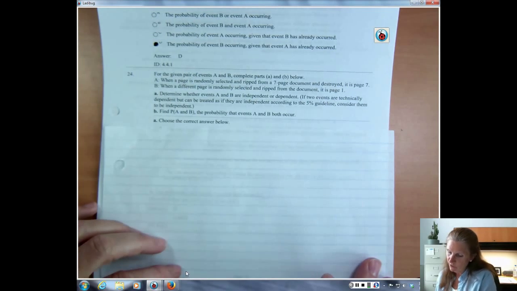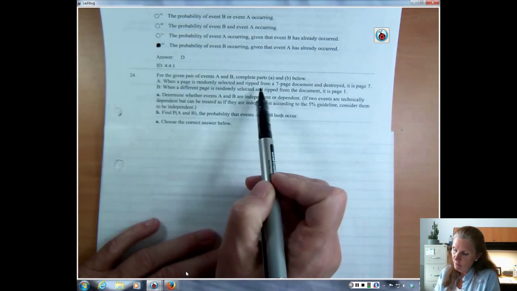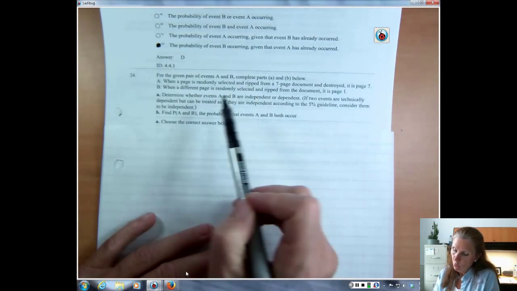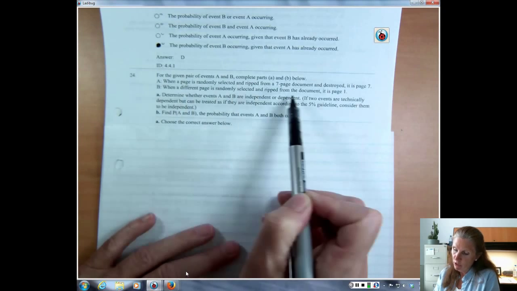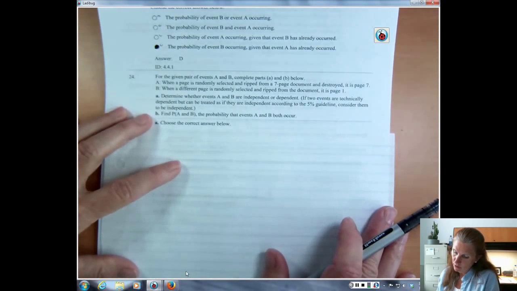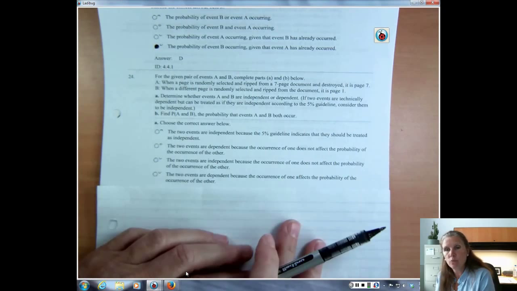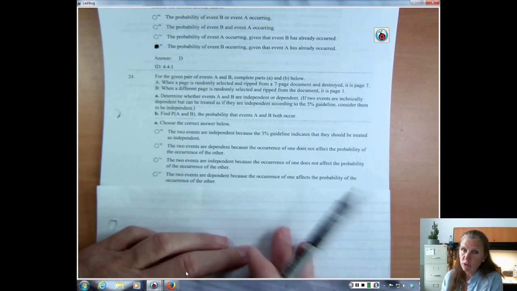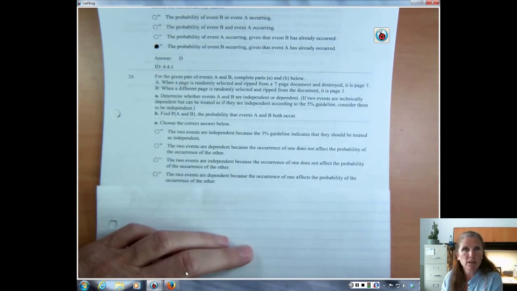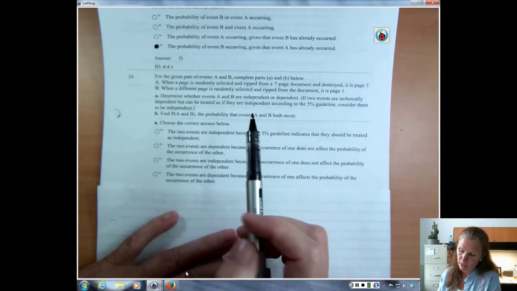But anyway, this one's only got 7 pages. So a page is randomly selected and ripped from a 7-page document and destroyed. It's page 7. When a different page is randomly selected and ripped from the document, it is page 1. Now, let's see what they're asking here, because I'm not fully sure what the question is. If you rip it out, to my knowledge, then it's gone. And you have definitely altered what's happening the next time, right? Because now there's only 6 pages left. You've limited your options greatly for that second thing. So the two events to me are dependent.